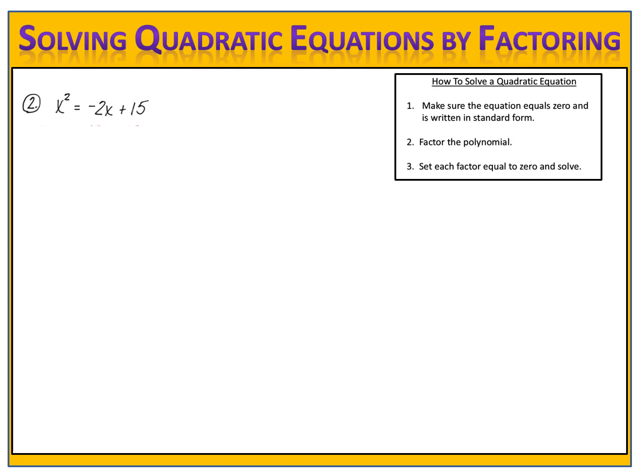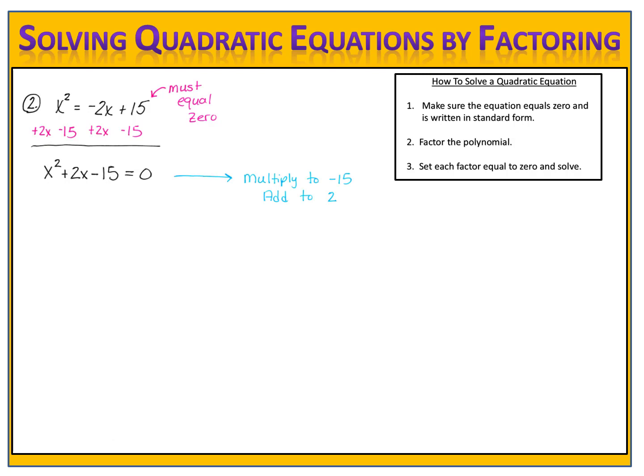Let's compare answers. We know that the equation must equal 0, and so we begin by adding 2x to both sides and then subtracting 15 from both sides. Written in standard form, we have x squared plus 2x minus 15 equals 0. Because our equation equals 0 and our trinomial is in standard form, we know we're ready to begin factoring.